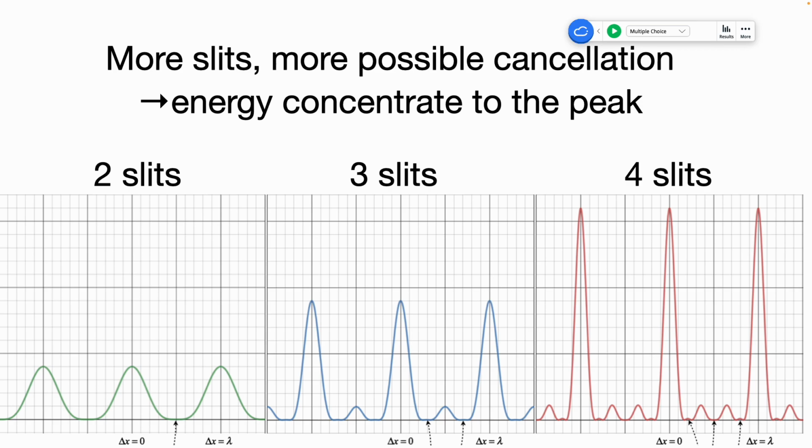Note that if you maintain the displacement between every 2 slits, then the location of these bright peaks will always be the same. If you add more slits, the peaks just keep growing higher and higher, but their location will not change. They just become sharper and brighter. Okay?